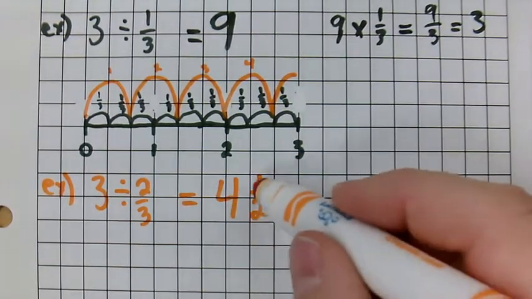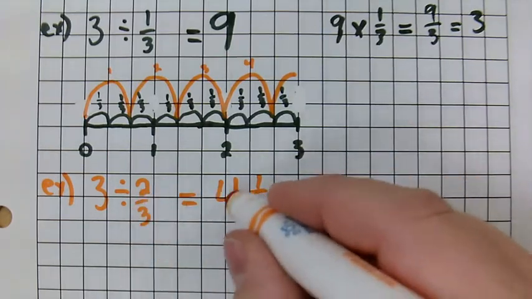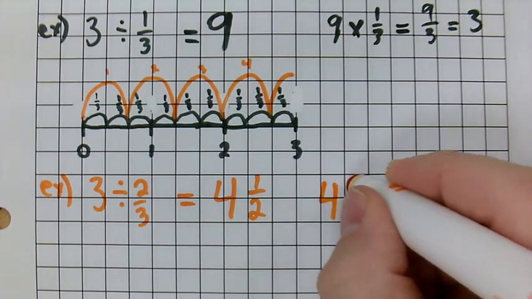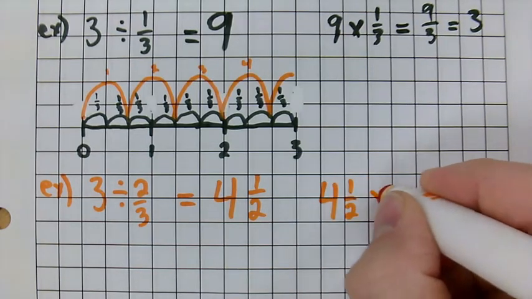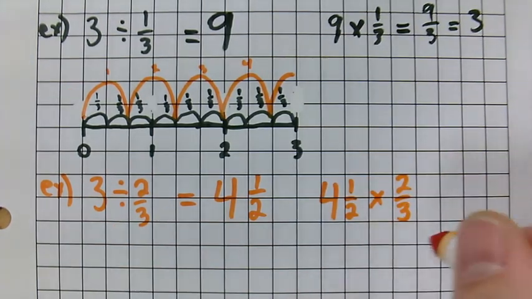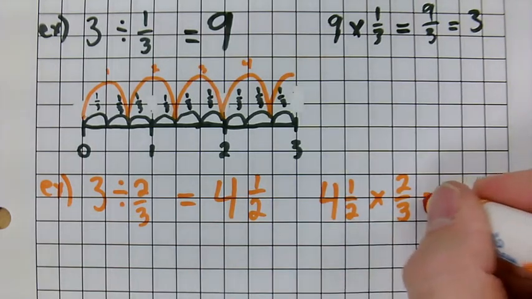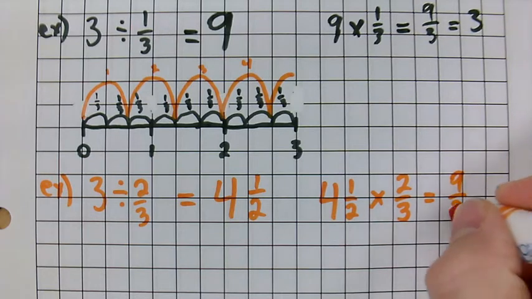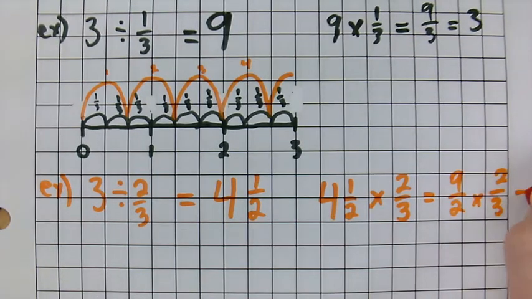So this would equal 4 jumps and a half jump there. We could check our answer by taking this and multiplying by this, our quotient times our divisor. That would equal 4.5, which is 4 times 2 plus 1 is 9/2, times 2 over 3, which would equal, well, 2 and 2 can cancel out, right? So 9 divided by 3 is 3, which is our dividend. So yes, we did do that properly.